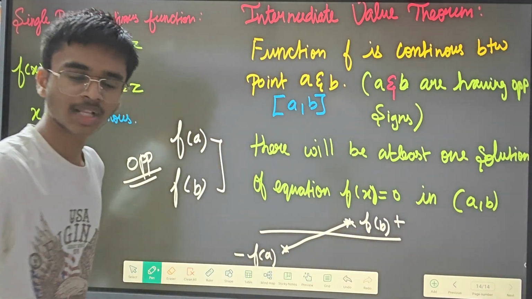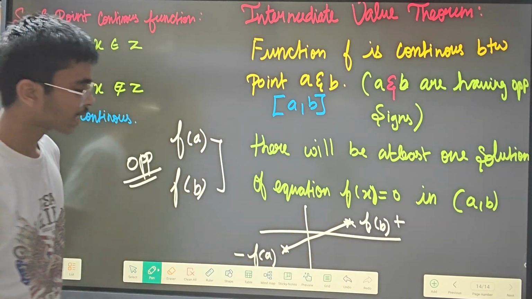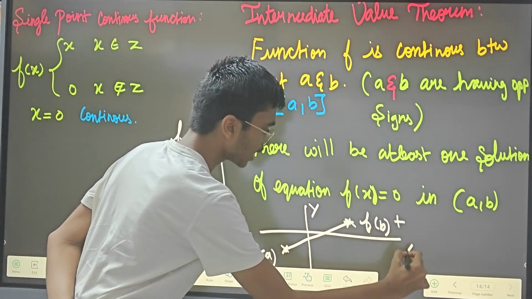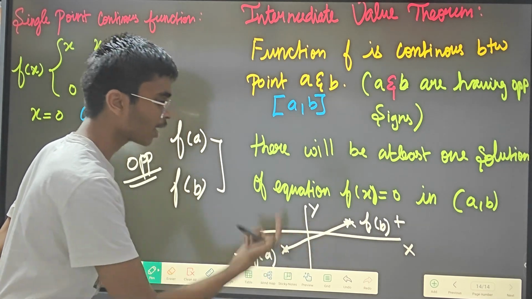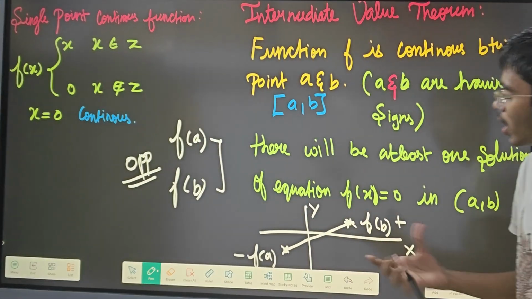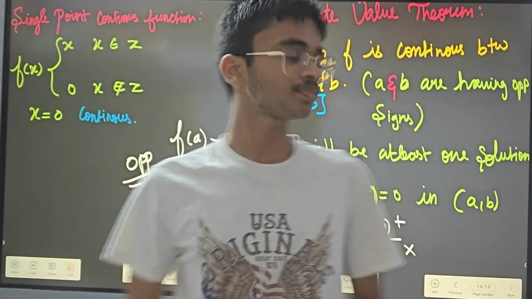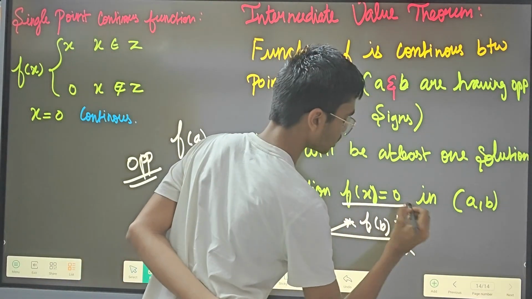For example, the line will be like this, and let us keep the y-axis line like this. This is the y-axis, this is the x-axis, and these are those two points. So that means in one of its solutions of this function, there will be at least one solution where f of x is equal to 0.